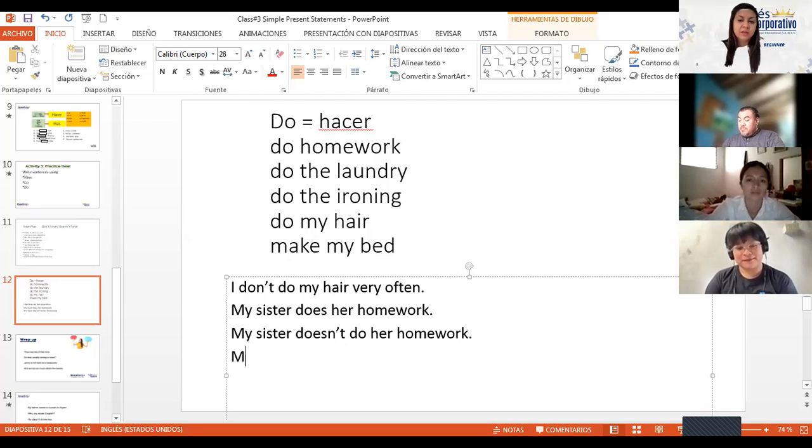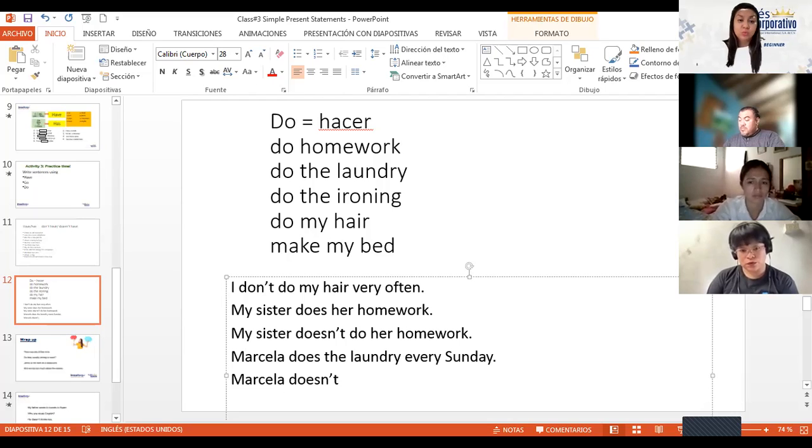Okay. Vamos a ver. Marcela does the laundry every Sunday. Vale. ¿Cómo sería negativo? Marcela doesn't do the laundry every Sunday, exactly. Y una más.